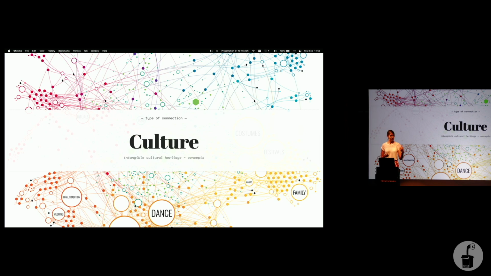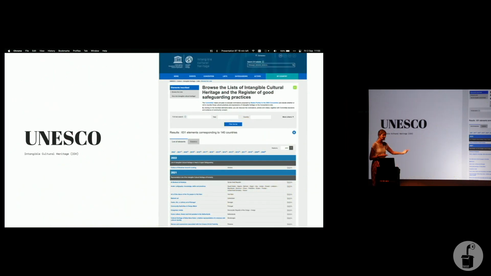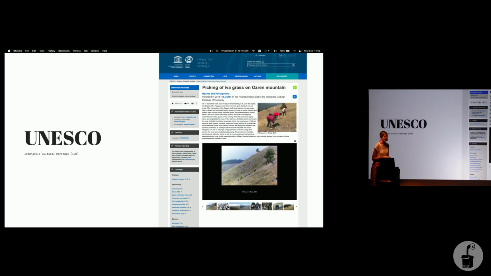And you can browse this list in this not so very inviting table on the UNESCO website. If you click one of these things, you get extra information as well as videos and photos. But there's something else here as well, in the lower left, called concepts. And experts of these cultural elements have extensively tagged each of them. And there are actually primary and secondary concepts, which will become important later on.